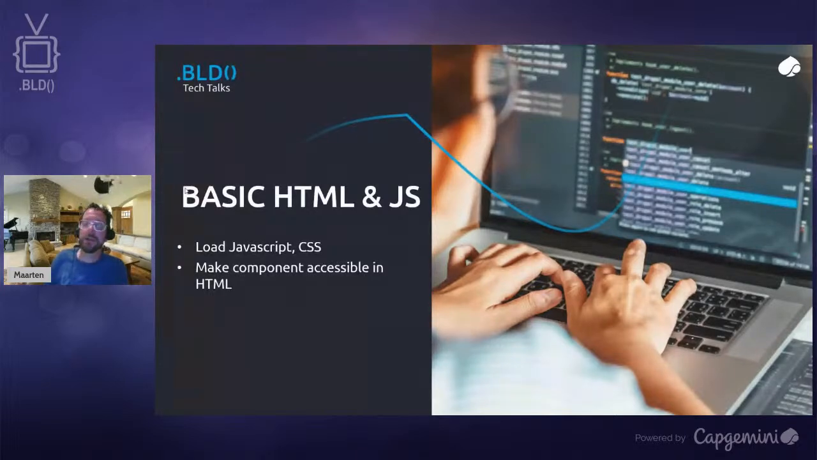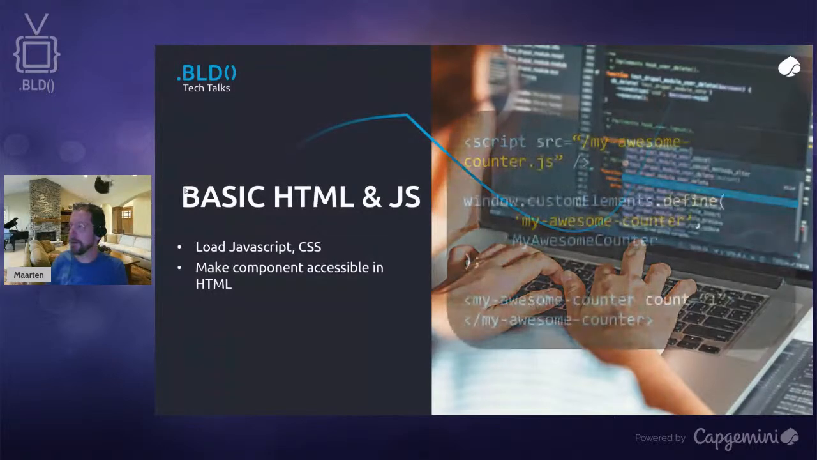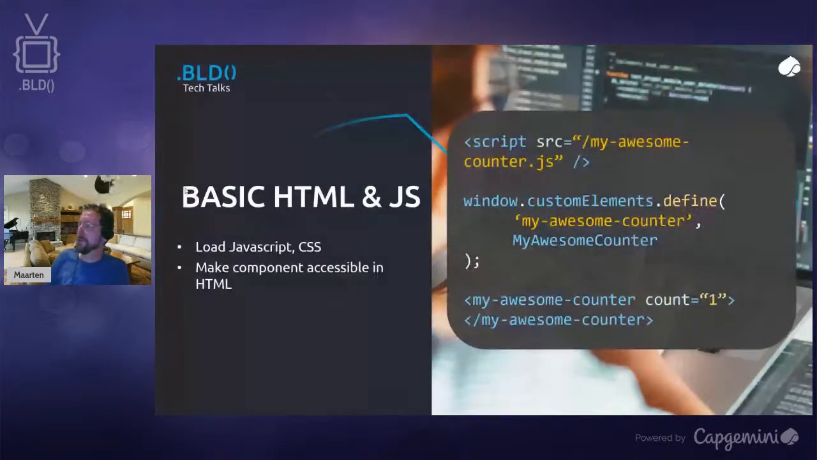And the second thing that's needed to make use of your web components is to make that component accessible within your HTML. Okay, so we've seen this from Ton. You need a script that loads the myawesomecounter.js. And actually, what didn't happen, but what probably was already in the myawesomecounter.js, is that you need to define the custom element to the window.